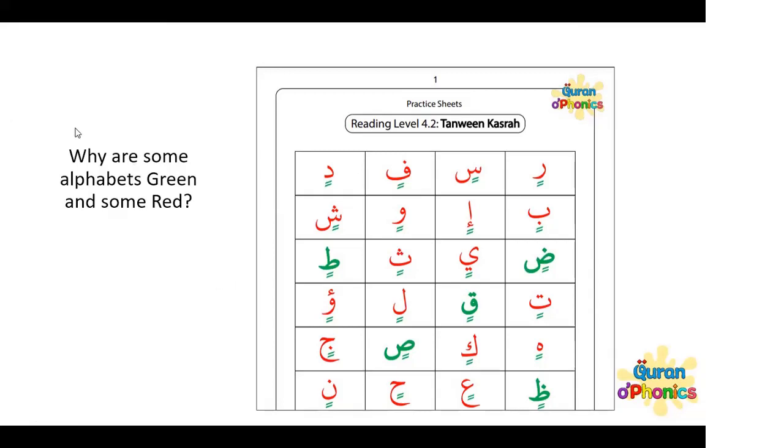Right, that's correct. So in the Quranophonics reading program, we emphasize this point a lot, the correct pronunciation, and to help teachers and students remember that some of the alphabets have a heavy sound or a fat sound, we call it. So the fat sound alphabets are in green, and the other ones are in red. Okay, great. Let's continue.